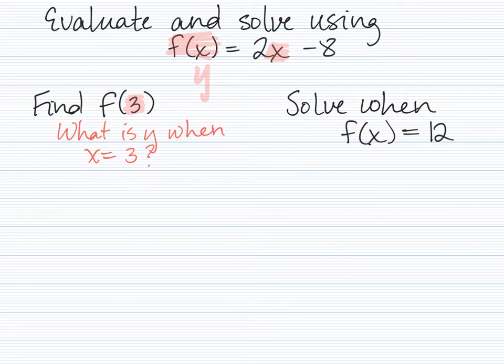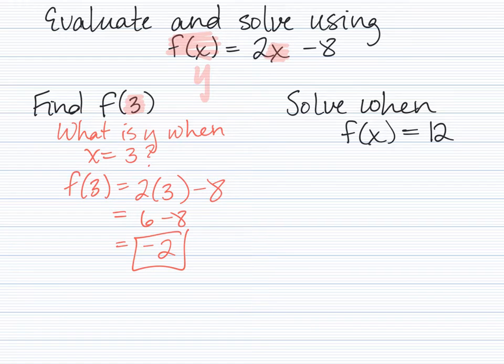So when I solve this, this is f of 3 equals 2 times 3 instead of x, minus 8. And then I just need to evaluate. 6 minus 8 equals negative 2. And that's my answer for that one.